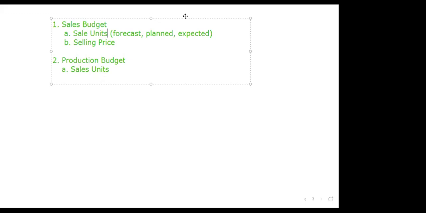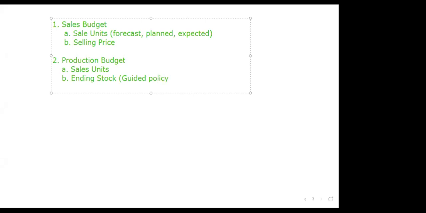In terms of production, we are referring to it as closing stock. In terms, it's a leftover, right?